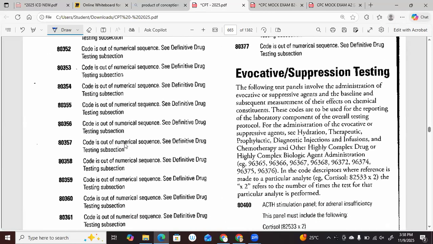Here we go. So the next section is evocative and suppression testing. This describes how well various endocrine glands are functioning, and we have a different code and subsection for the several tests, which are performed after the evocative and suppressive agent has been administered into the patient's body. So in this case, we are going to see the performance of the glands, how the glands are working.